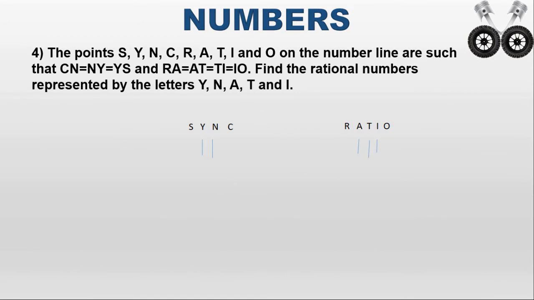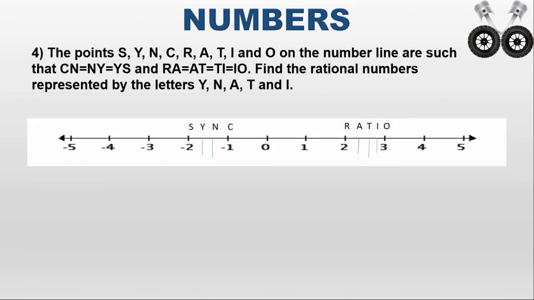The points S, Y, N, C, R, A, T and O on the number line are such that CN equals NY equals YS and RA equals AT equals TA equals IO. Find the rational numbers represented by the letters Y, N, A, T and I.